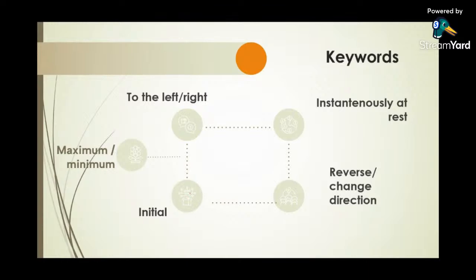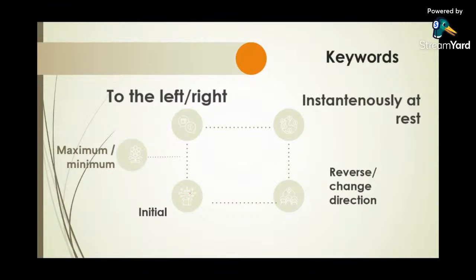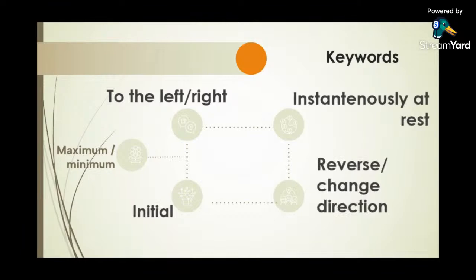To the left, to the right, or instantaneously at rest. Apa maksud dia? V equals to 0 kan? Reverse, change direction pun sama. V equals to 0. What is initial? Kalau initial, T equals to 0. Kalau maximum and minimum, differentiate equals to 0. Dia pusing-pusing yang tu sahaja.